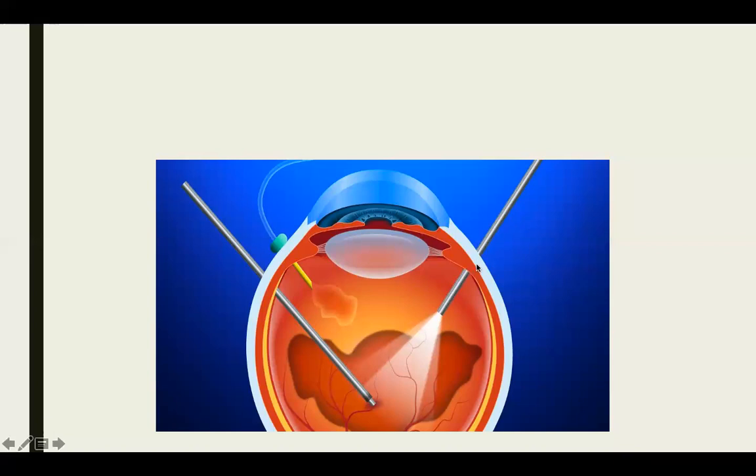Very small instruments are used, and these incisions do not need to be sutured. That is called sutureless vitrectomy. But why are we not using these 27 and 25 gauge? Because very delicate instruments are used, they are very fine instruments and very expensive. As the gauge of the instrument increases, its durability or working duration is reduced, because the size of the instrument gets smaller as we shift from 23 to 25 and from 25 to 27.